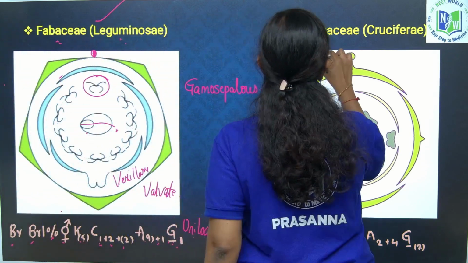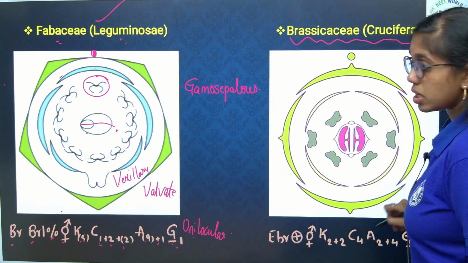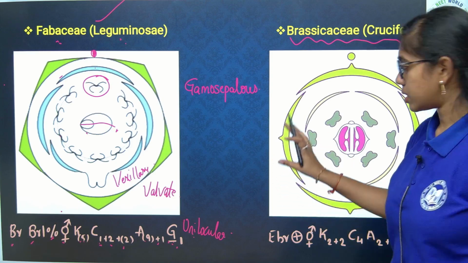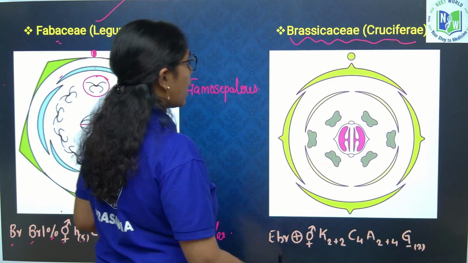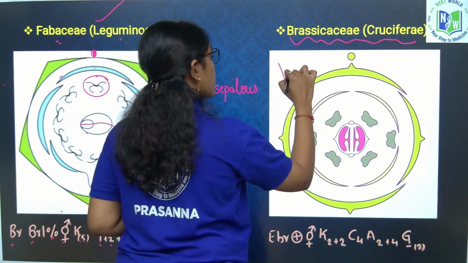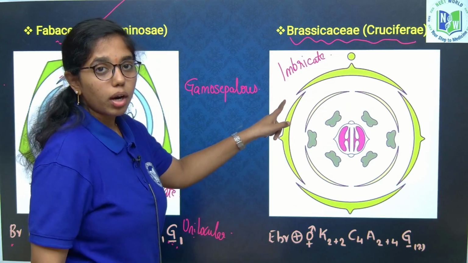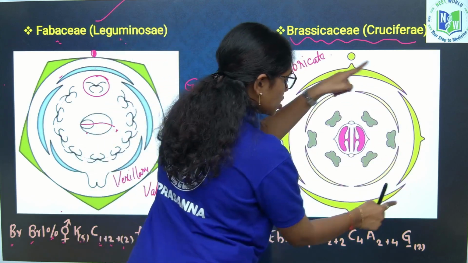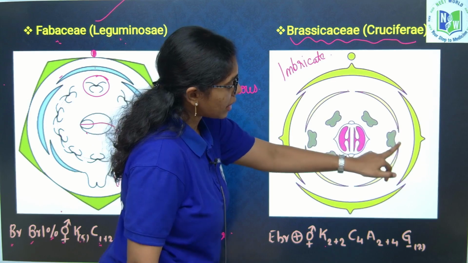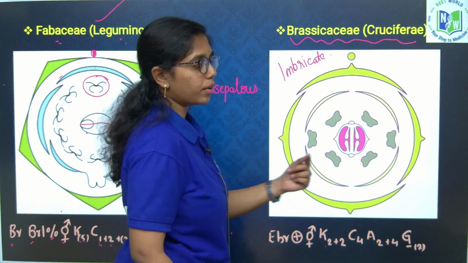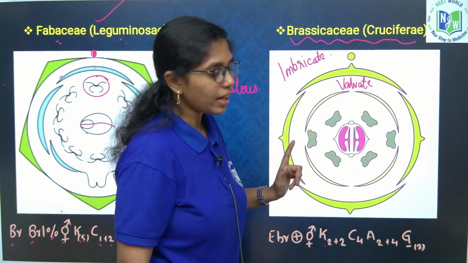Now if you look into the family Brassicaceae, which is also called Cruciferae, the sepals are polysepalous. You can see the sepals are not adjoined to each other. Clearly you can observe, sepals are following imbricate aestivation, and it is calyx 2 plus 2 free. Next, the corolla: petals are placed side by side to each other, so it is valvate aestivation.